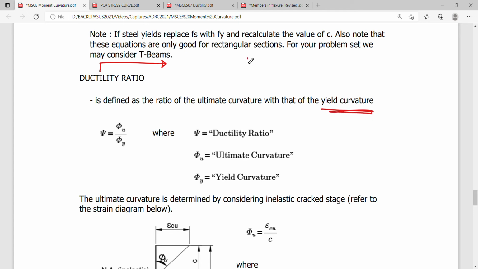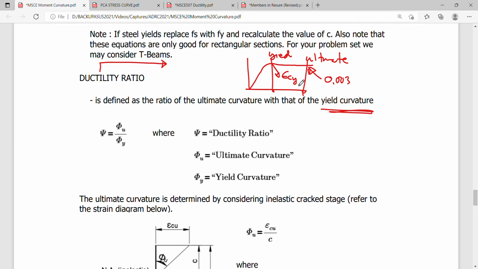Okay, so let's say my graph of moment curvature is like this. So ang measurement natin ng ductility is from this point. Ito yung yield. Ito yung ultimate. Saan may measure yung ultimate? May measure ito doon sa point na 0.003. May measure ito doon sa point ng epsilon C.